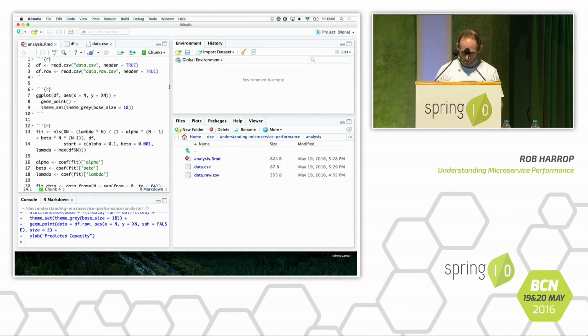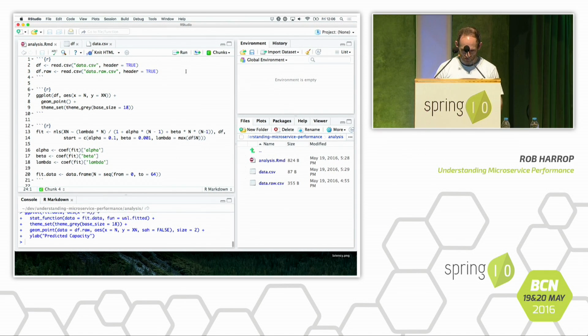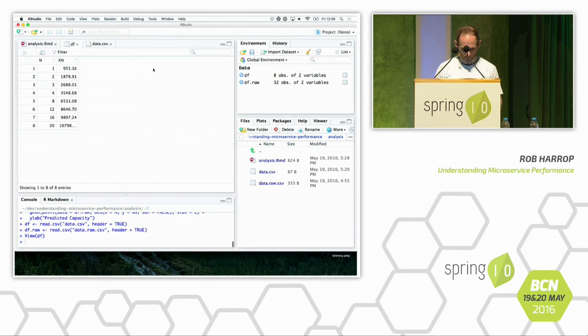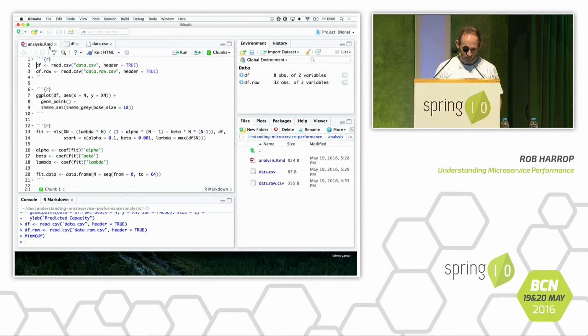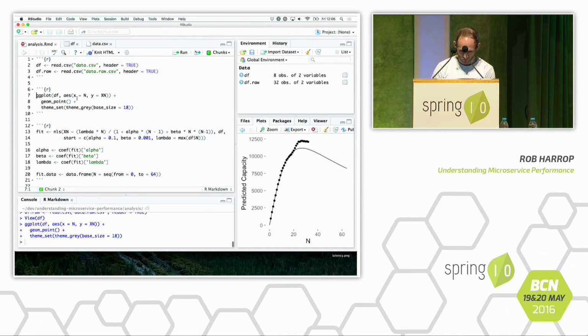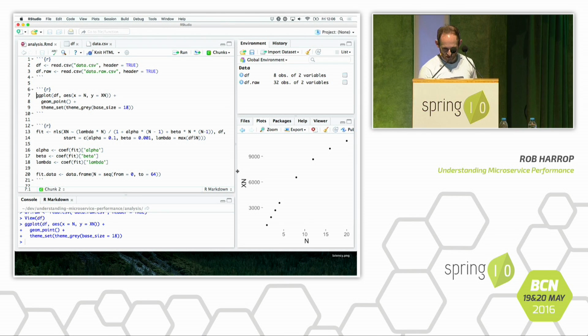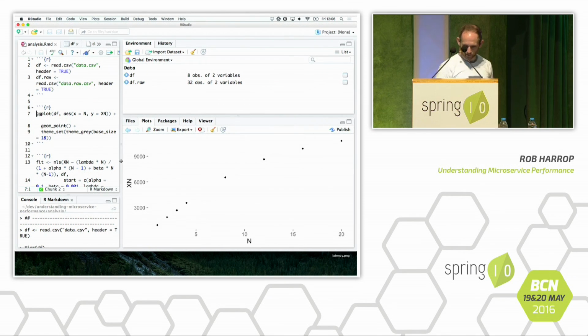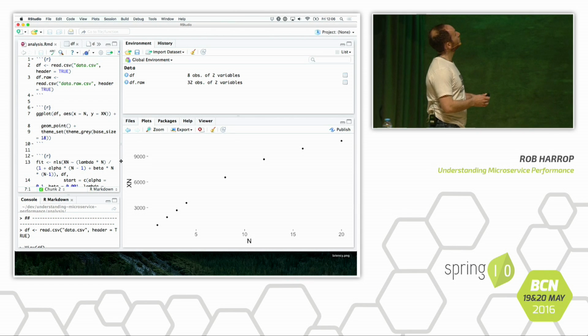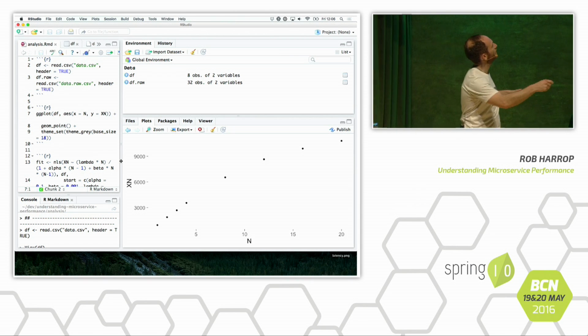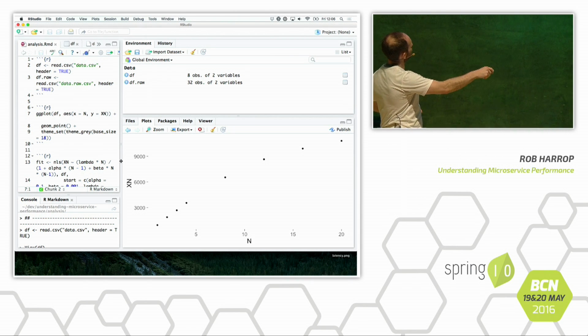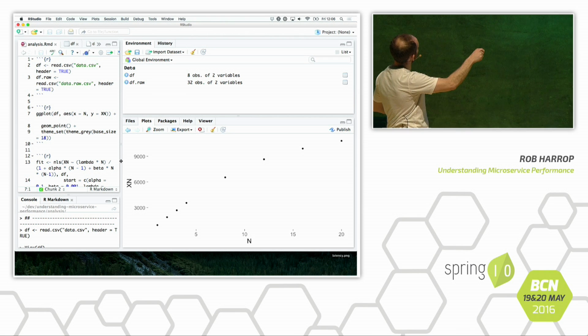So first thing I've done, and I'm going to be very quick with the R stuff. You don't really need to understand it in too great a detail. I've loaded some data into my R, and you can see these kind of data frames here. Then I'm going to plot what those points look like. So this is that kind of disparate data we've got. It's plotting the number of users against what the throughput was.